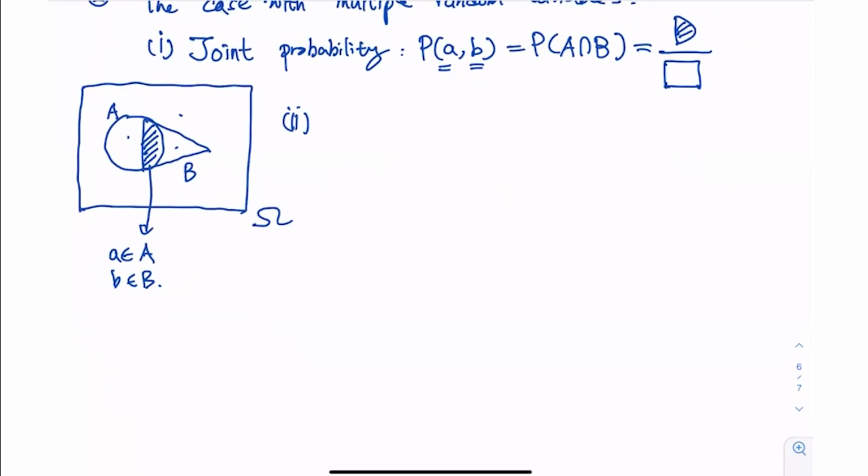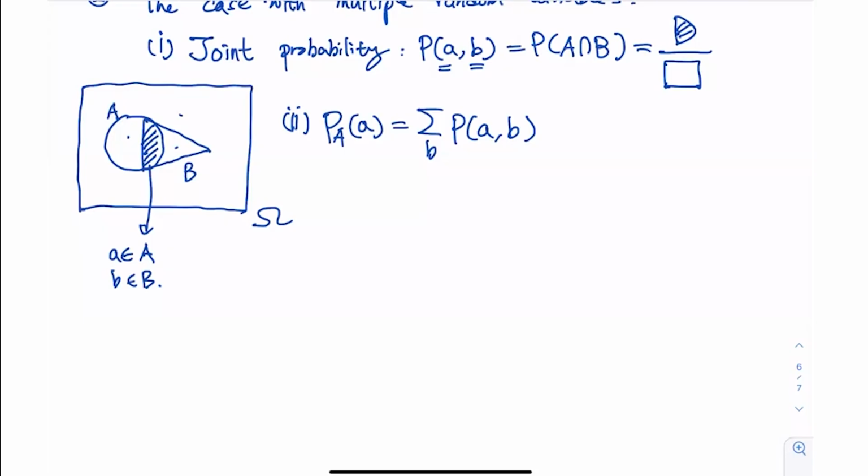And the second one is that I want to define another probability, which is the marginal probability. That is basically we consider the joint probability P(A,B), but we sum over all the possible scenarios for the event B, which means that we ignore some of the conditions.